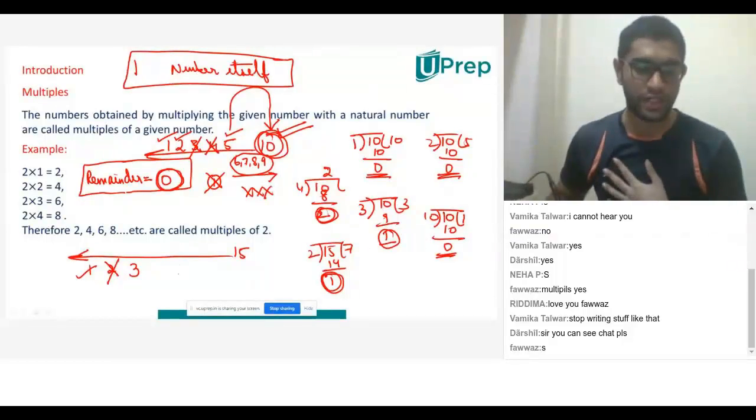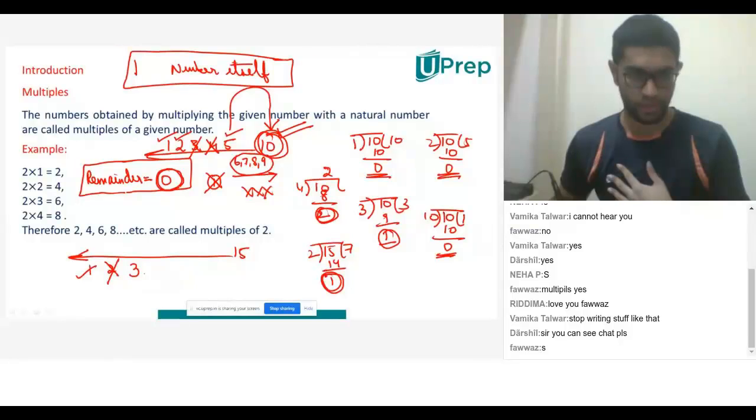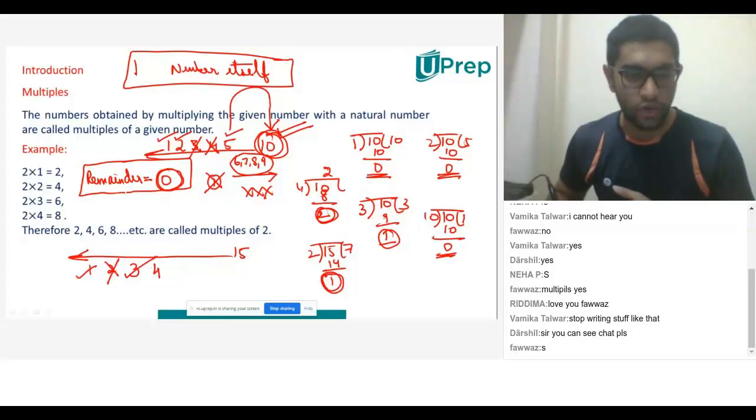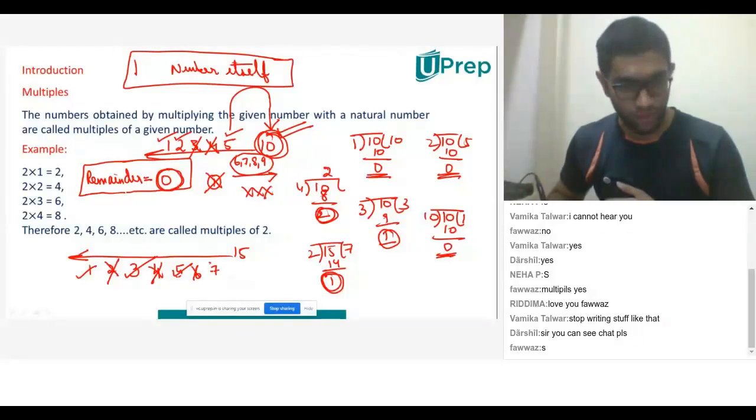Good. But why is 3 a factor of 15? Sir, 3 fives are 15. Good. That means the remainder when I divide 15 by 3 is 0. That's the reason 3 is a factor. Similarly, 4 is not, 5 is a factor. Is 6 a factor? No. Is 7 a factor? No.